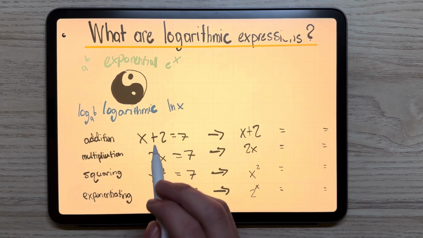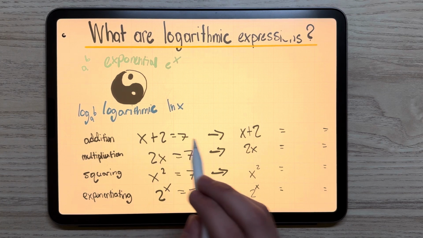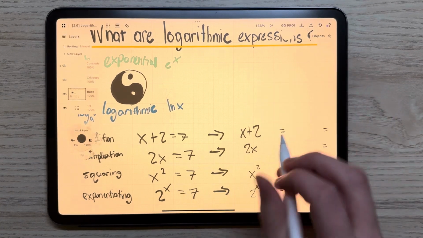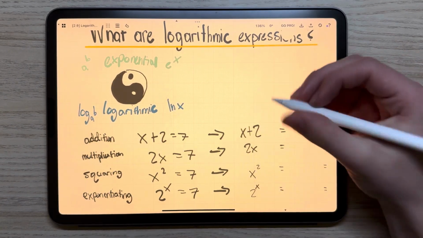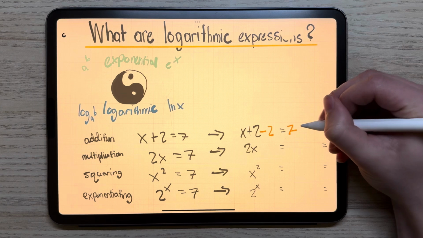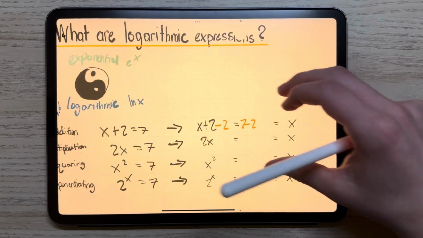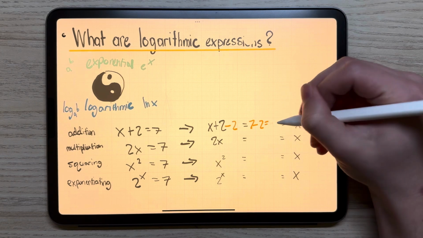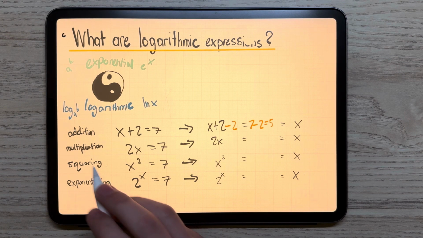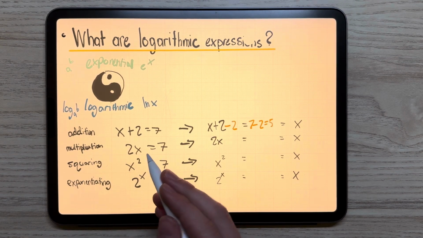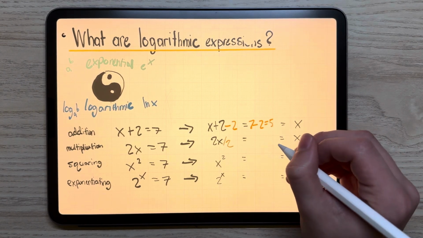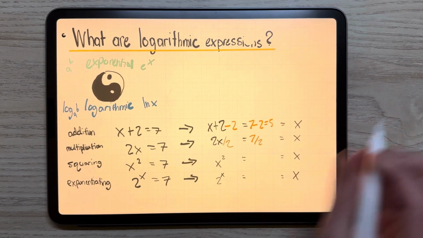For example, when we have addition, like x plus 2 is equal to 7, we need subtraction to solve this. So on the right side here, you would have x minus 2 on both sides, and then that is equal to x is equal to 5, which is equal to x. And then multiplication, you need division to solve this. So this would be 2x over 2, which is equal to 7 over 2, which is equal to x.